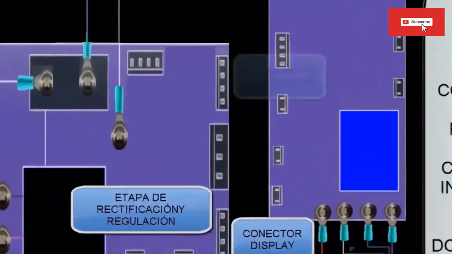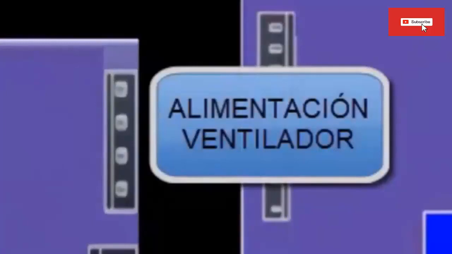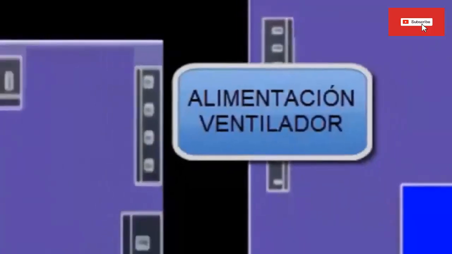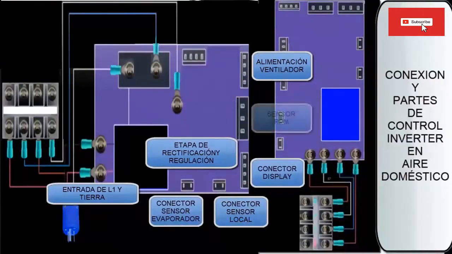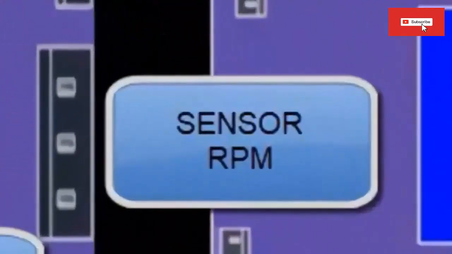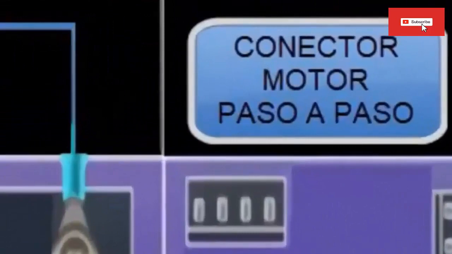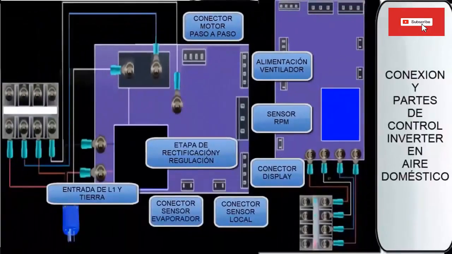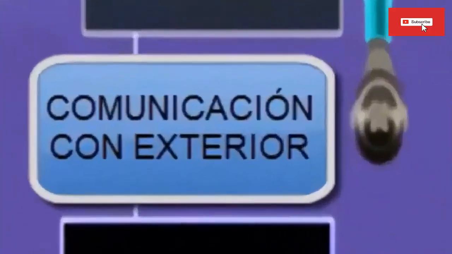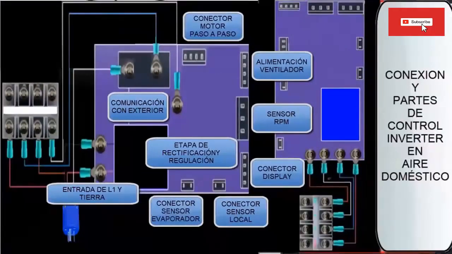6. Power connector to supply electrical energy to the fan turbine from the card. 7. Fan motor RPM sensor signal and power connector. 8. Connector to feed the stepper motor that controls the position of the air outlet shutters. 9. Communication cable with the external card, to inform the compressor controller of the ambient conditions inside the premises.